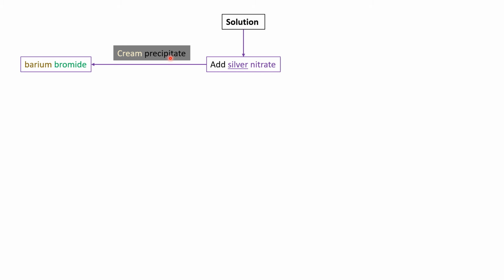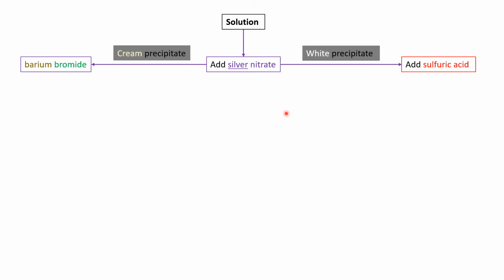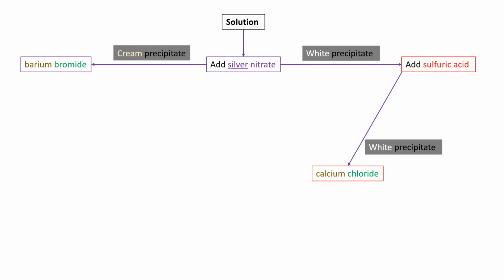It could give me a cream precipitate, which would unambiguously identify the presence of barium bromide. Could give me a white precipitate. Now, if there's a white precipitate, then I've got chloride in there, but I have two possible chlorides. So if I see the white precipitate, I'll go back to the solution and add some sulfuric acid, and that will either give me a white precipitate or no precipitate.